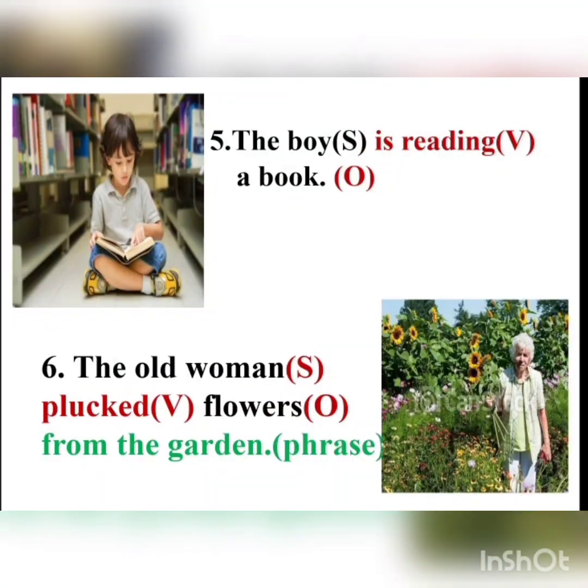The boy is reading a book. The boy is the subject. Is reading is a verb. What is he reading? A book. Here the verb takes an object, book, hence it is a transitive verb.